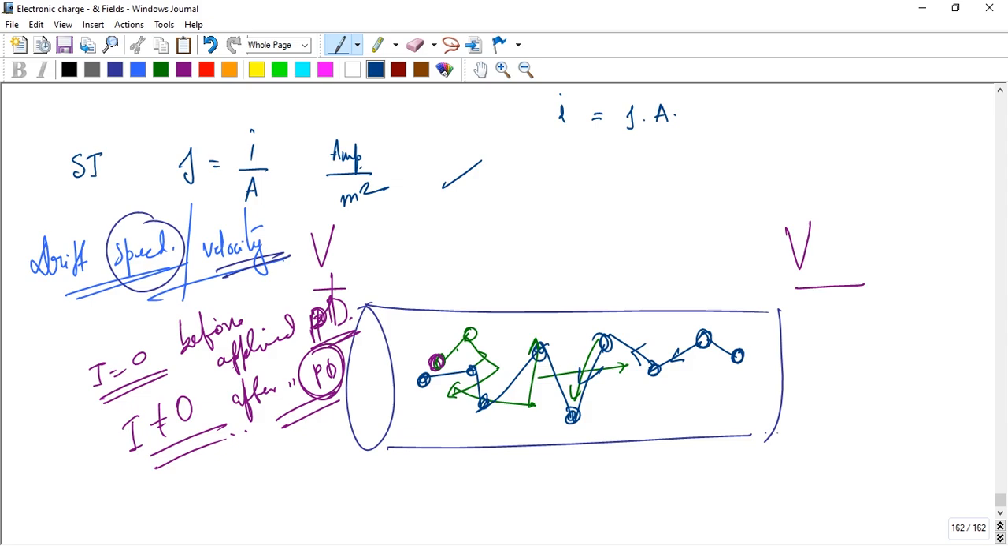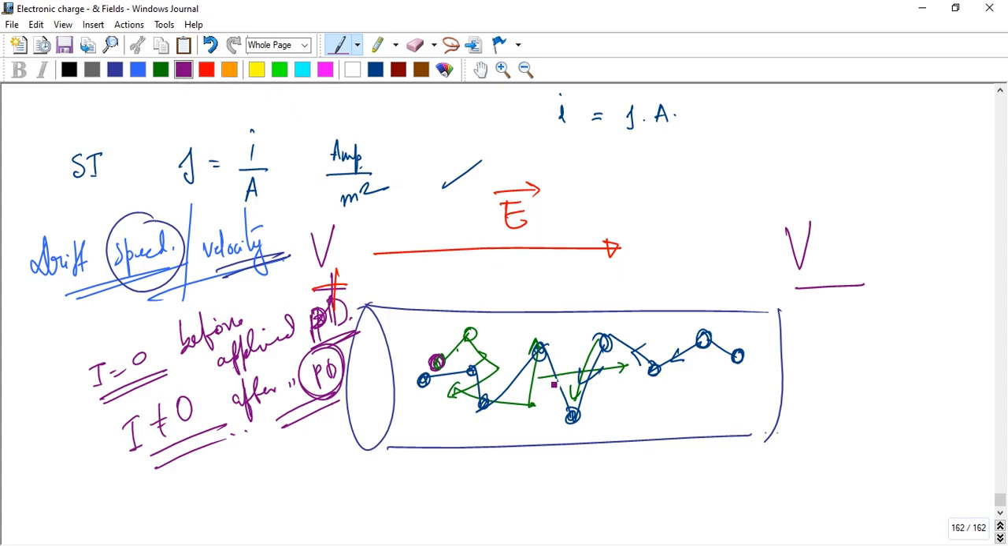Okay, suppose there is a positive potential and a negative potential, so positive V plus potential. So there is an electric field E in the plus to minus direction. Okay, so now consider current density.